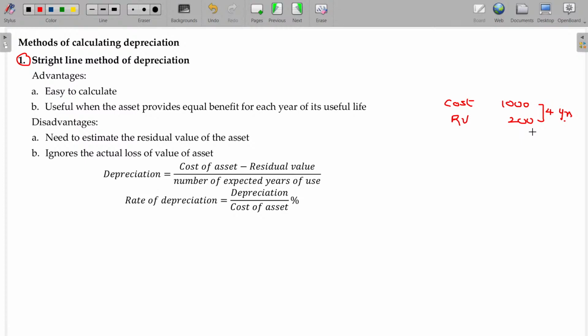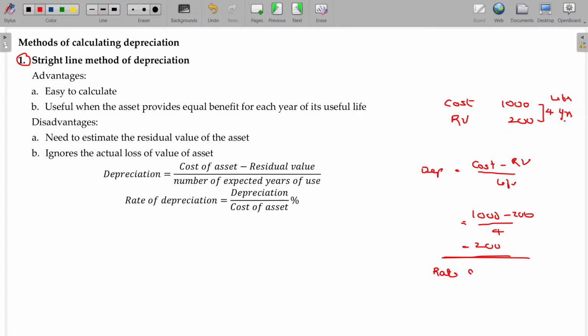Clear? Now, find out what is the amount of value lost because of usage, named as depreciation. Cost minus realizable value divided by this 4 years is named as life of the asset. Okay, life of the asset. 1000 minus 200 divided by 4, 200 will be called as amount of depreciation. Can you represent that in the form of percentage? Also can be done. That is called rate of depreciation.